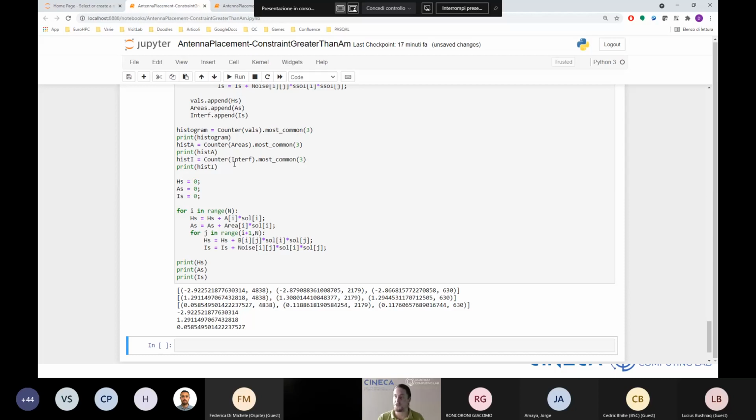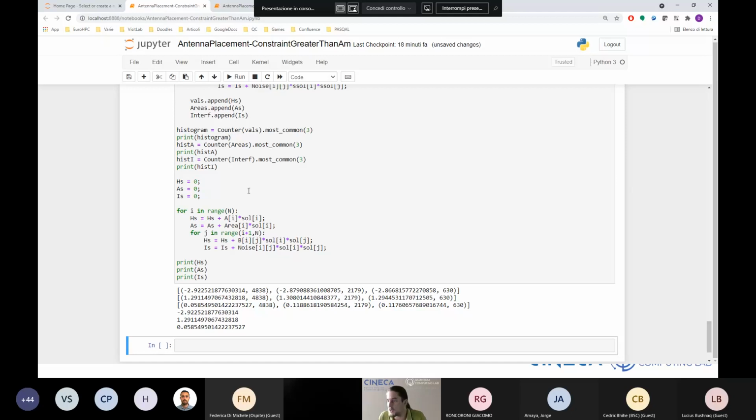This time I've obtained an area that is 1.29. That is because now the problem is trying to maximize the area while minimizing a lot, taking into account the fact that it has to minimize the interference. So it's trying to find a way to obtain an area that is close enough to our constraint, but with the minimum interference possible.